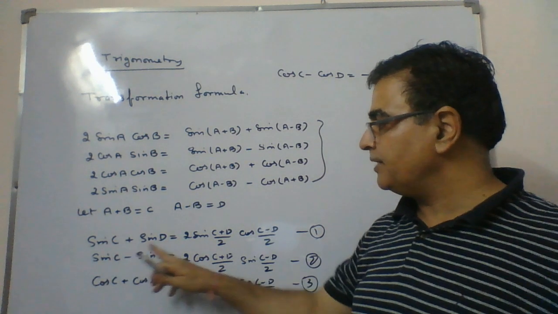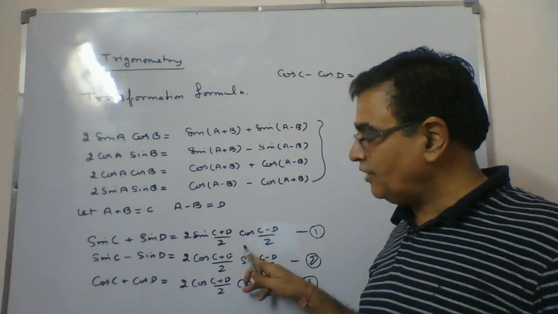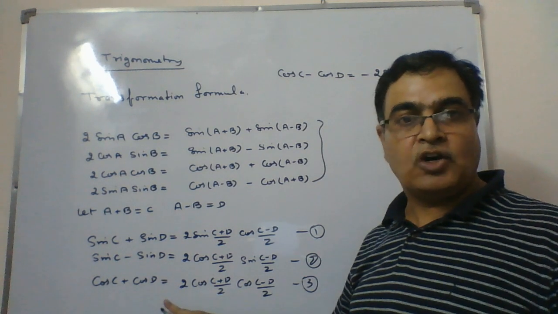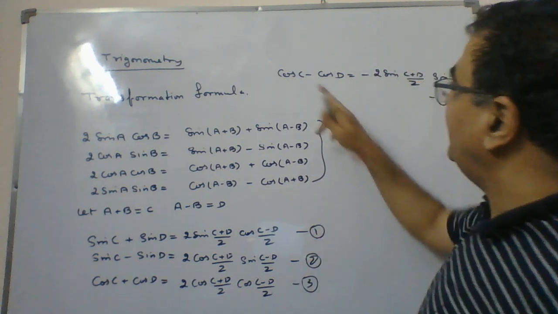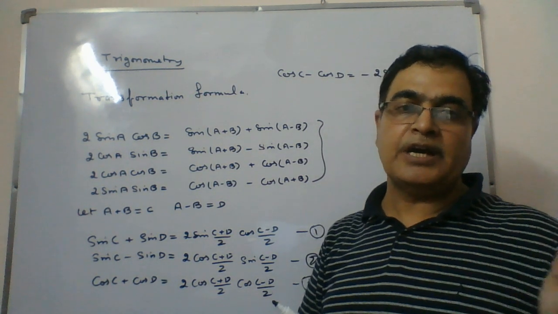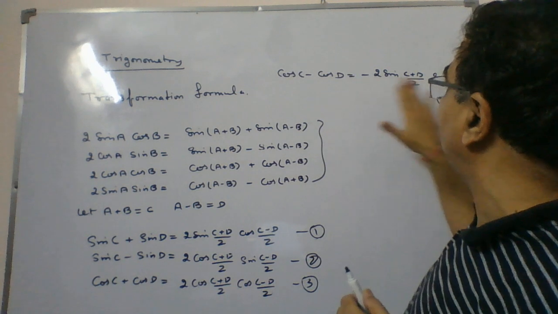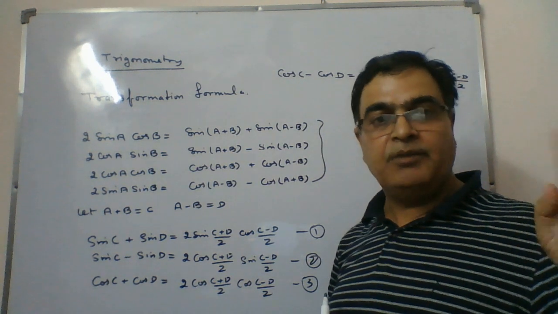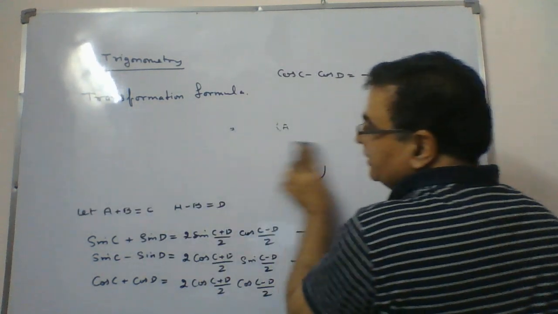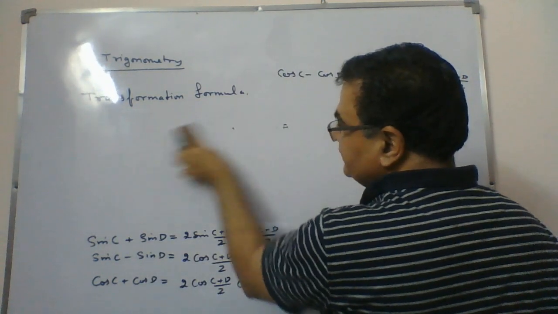So sine c plus sine d is the first term, sine c minus sine d is the second term, cos c plus cos d is the cos formula's first term, and cos c minus cos d will be minus 2 sine (c plus d)/2 sine (c minus d)/2. So this is again the second term formula, but the only difference is the minus sign. So after this, now we have four new results.